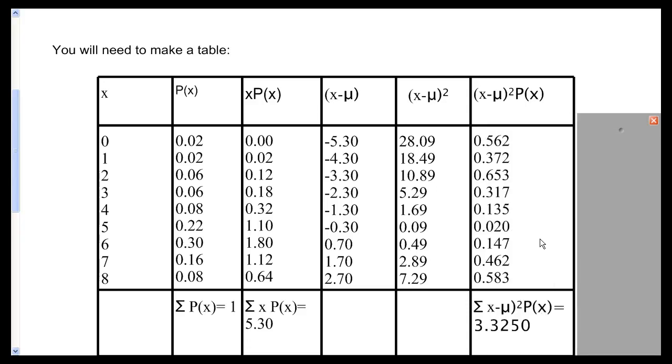And this next column is where you're taking this 28.09 and you're multiplying it times P of X, which is 0.02, and you'll get this number. And then you're going to multiply 18.49 times 0.02, and you'll get 0.372. So you'll get all of these done by multiplying P of X times this column, and when you do, you're going to get the answer 3.3250.